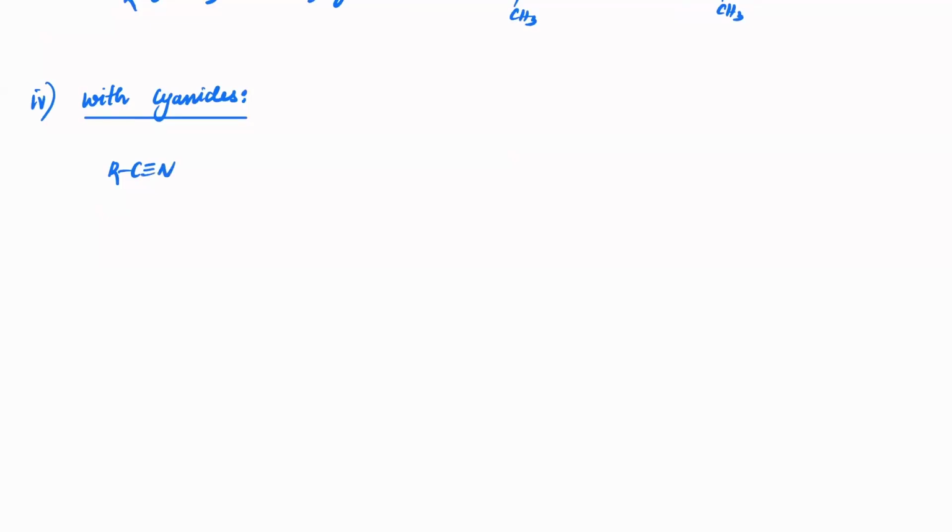RC triple bond N. If you react this with CH3MgBr, first you will get RC(CH3) double bond N minus MgBr plus. This is a type of attack which you will get. And now is the interesting one. This is the first equivalent.